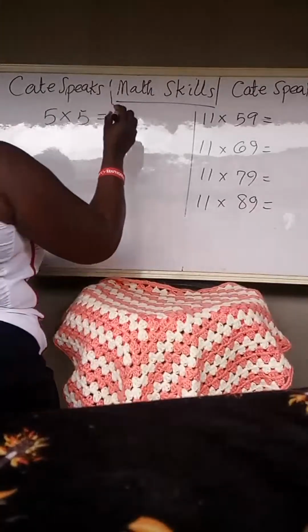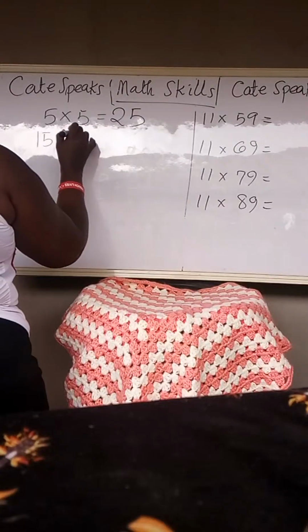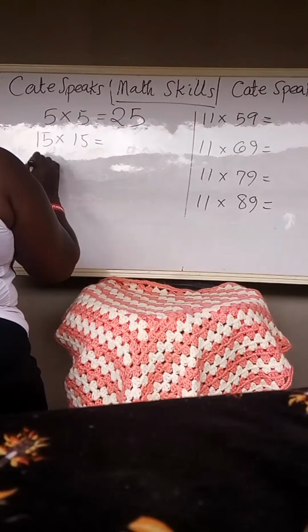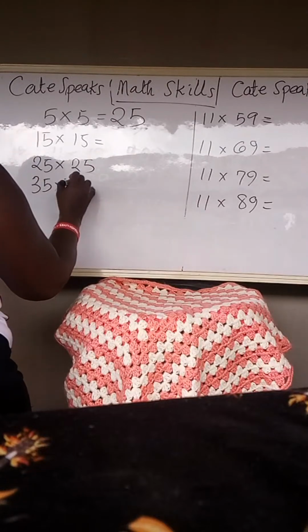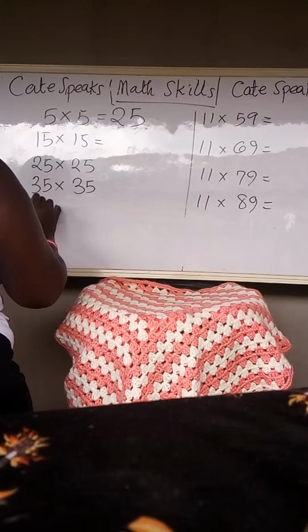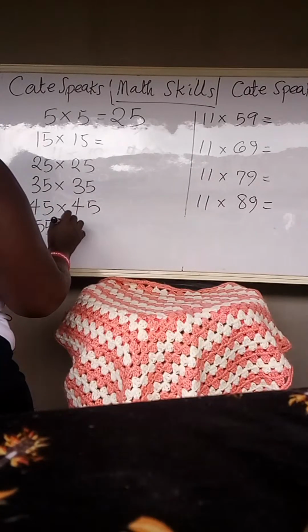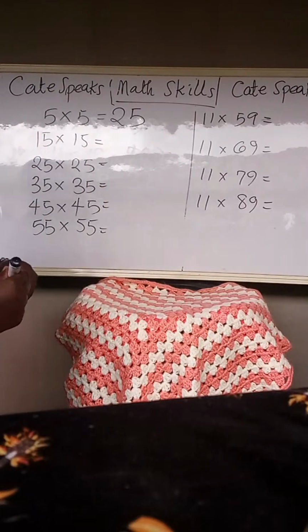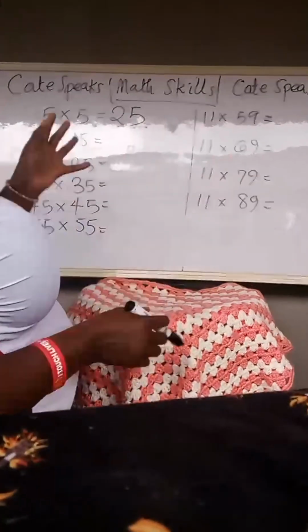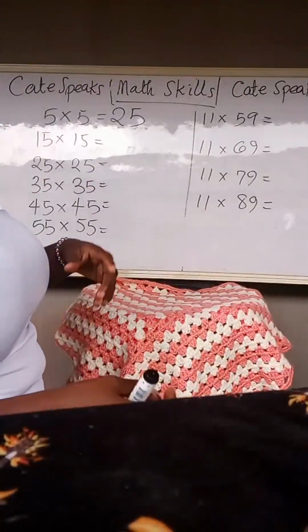5 times 5 is 25. But what if you're doing 15 times 15? How will you do that? Let's write 25 times 25. Let's write 35 times 35. Let's write 45 times 45. Then 55 times 55. When you're given these huge numbers, you actually do not need a calculator to do this. You just run it down through your head. Let me show you the skill so that you can be able to do that.